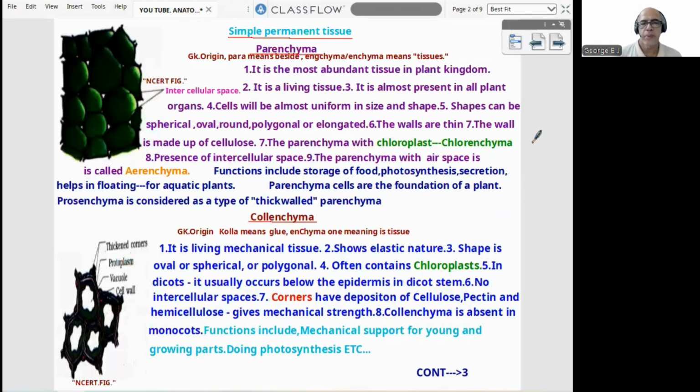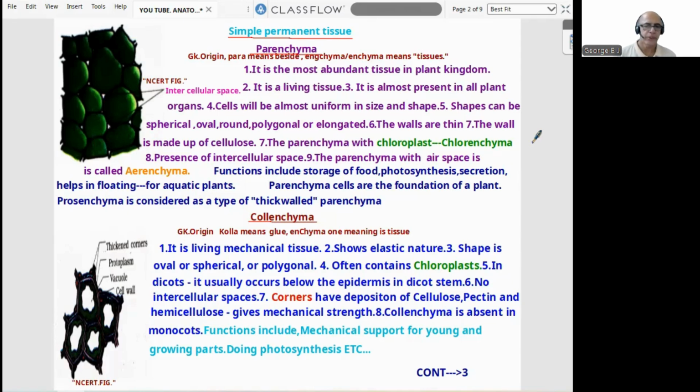When we come to simple permanent tissue, the first item is parenchyma. That is of Greek word origin. Para means beside, enchyma means tissue. Among the features of parenchyma, it is the most abundant tissue in the plant kingdom. It is a living tissue. It is almost present in all plant organs. Cells will be almost uniform in size and shape. Shapes can be spherical, oval, round, polygonal, or elongated. Walls are thin. The wall is made up of cellulose.